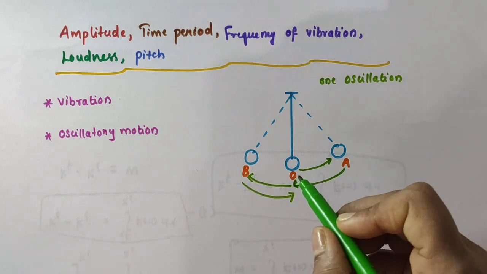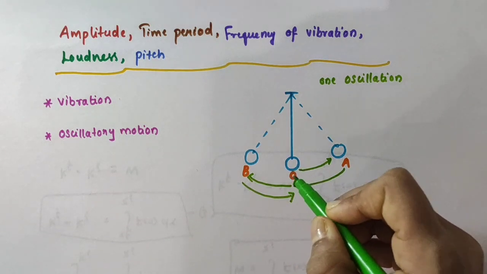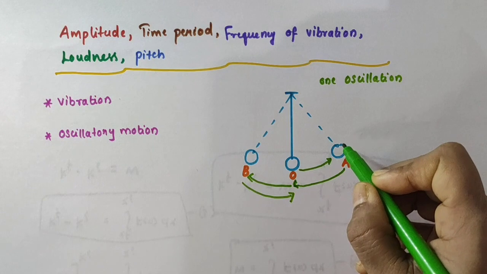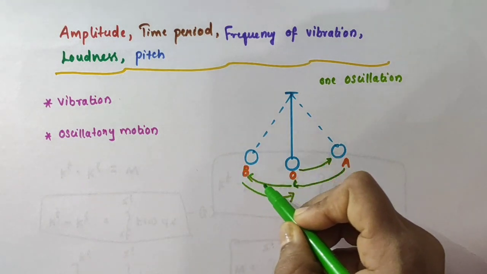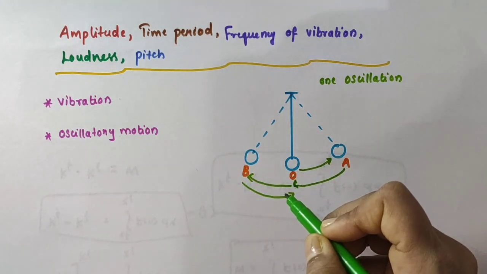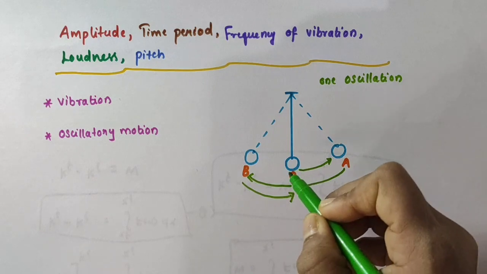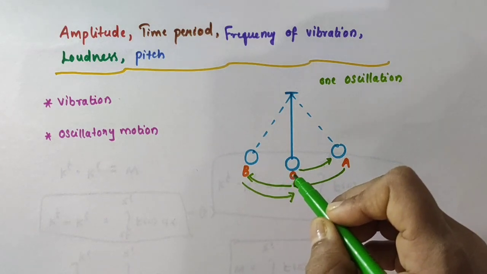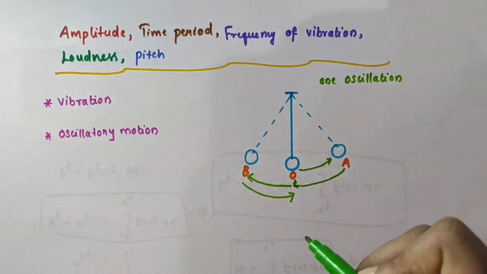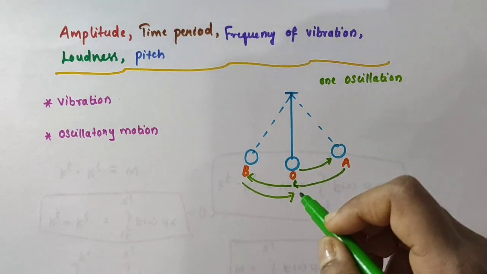Here the bob starts its motion from the point O, goes to this side, then goes to this side and comes back to its initial position. It started its motion from here and ended its motion here. So we can consider this as one oscillation, one complete to and fro motion.